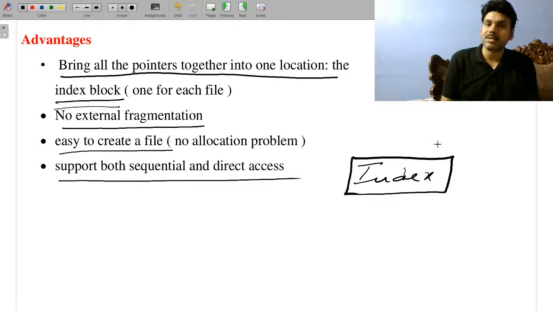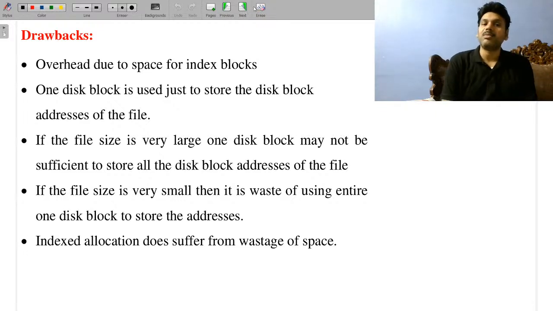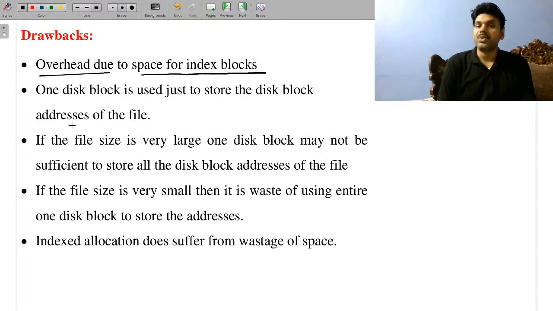But the disadvantages are mainly two. One is, if the index block is lost, what is the problem? And you need to separate a space for the indexed block also. So the overhead due to space for indexed blocks is number one. Then number two, if the particular indexed block is lost, then you cannot trace the file.